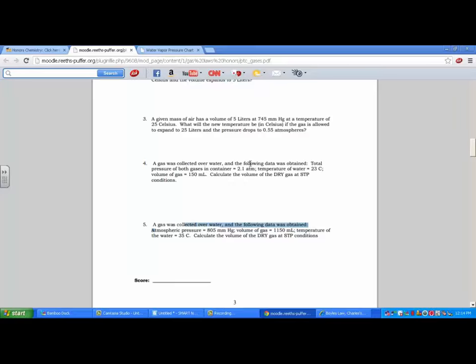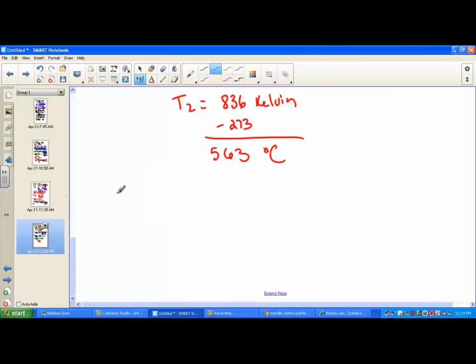We're going to need a little subtraction problem. Total pressure of the gas, 2.1 atmospheres. Temperature of the water given, 23 Celsius and 150 mLs. We want to adjust the volume to dry standard conditions. Dry, wet. So that's where the little subtraction comes in. I'm going to go back and just start recording some of these numbers so we have them handy.